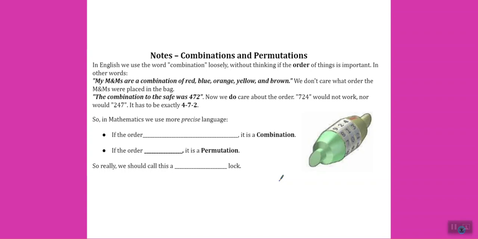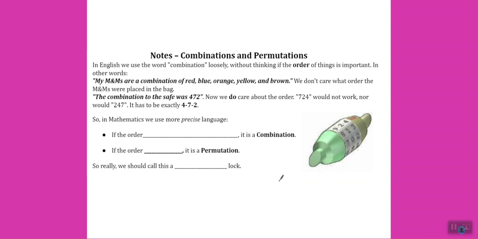Today, we're going to be learning about combinations and permutations, also known as combinatorics. In English, we use the word combination loosely, without thinking if the order of things matters. In other words, my M&Ms are a combination of red, blue, orange, yellow, and brown. We don't care what order the M&Ms were placed in the bag.